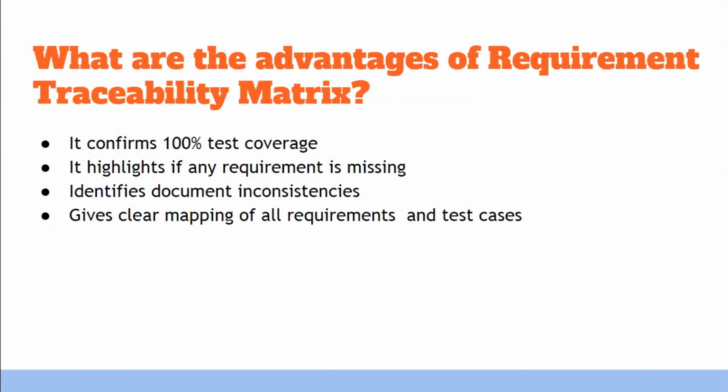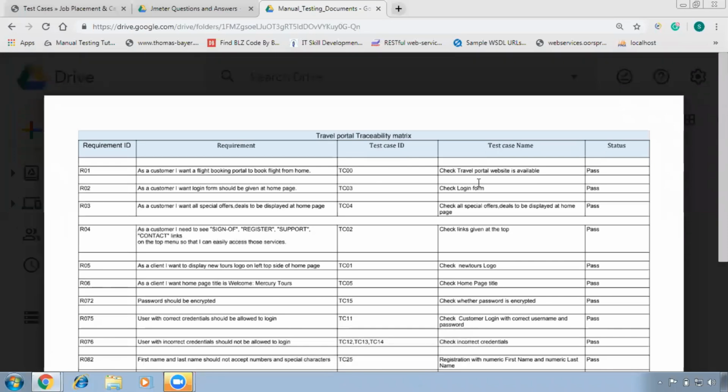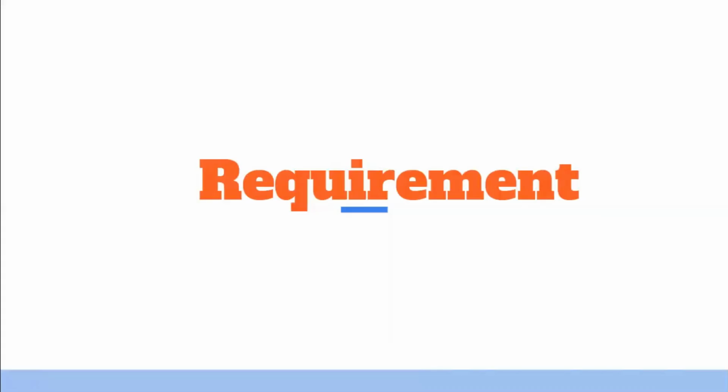Okay, so the biggest advantage of using a requirement traceability matrix is that you can see a clear picture in one go. You can identify if there is any ambiguity, any missing requirement, or for which requirements test cases are not written. If there is any inconsistency, you can directly figure it out. Okay, that's all about requirement traceability matrix. And our next topic is requirements.